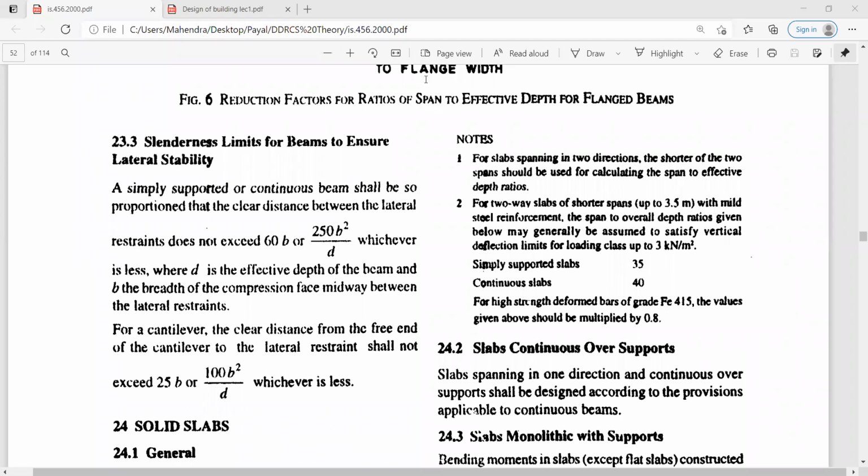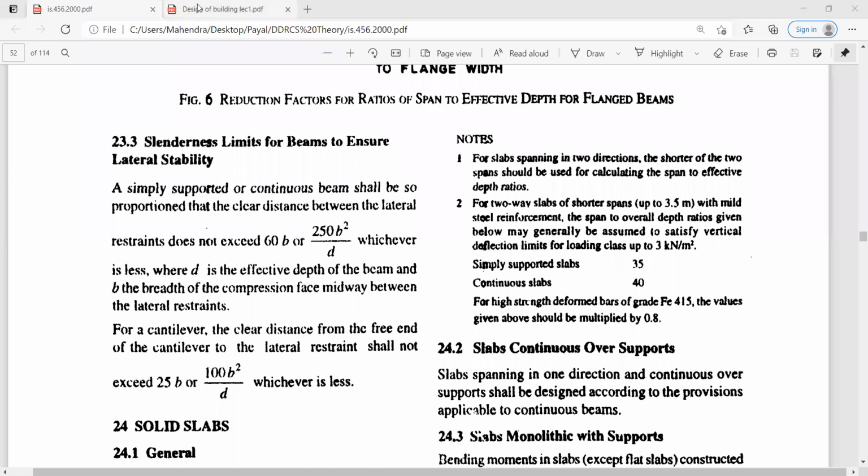And for higher strength deformed bars, that is HYSD bars of the grade FE415, what have they told you? The values given should be multiplied by 0.8. That means the values they have given above should be multiplied by 0.8. So for simply supported, you have to take 30 to 35. You can take 30 also, and for continuous slab, you have to take it as 40.